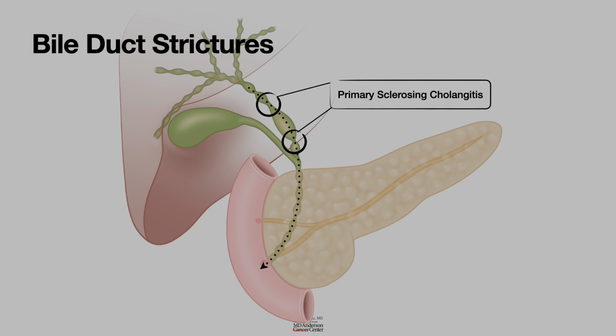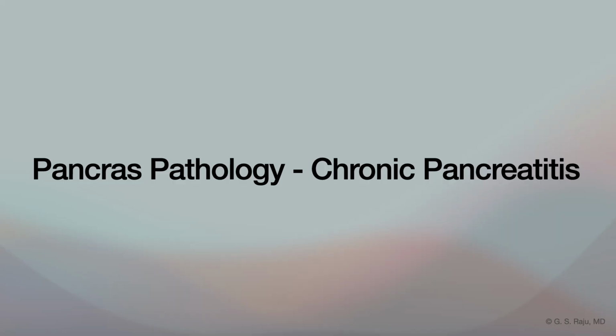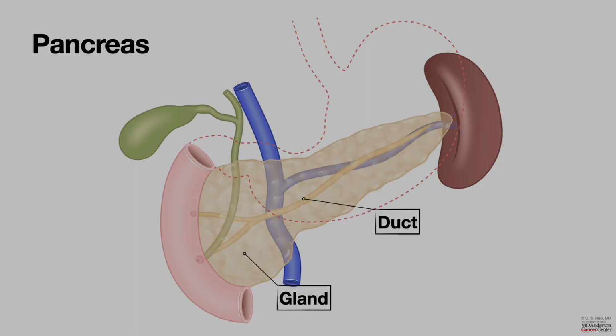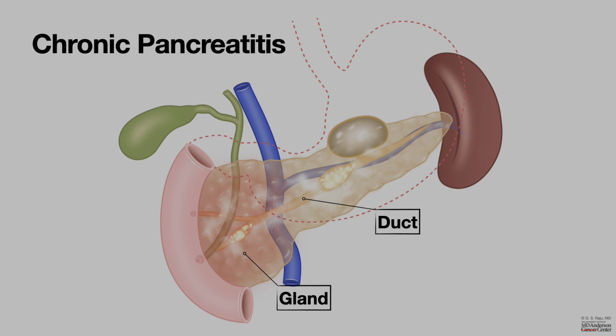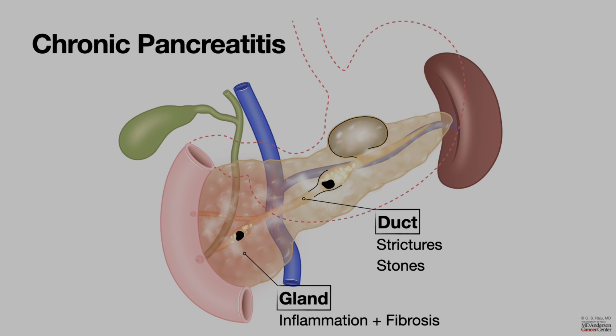So you learned a lot about the biliary pathology. Now let us look at chronic pancreatitis. So here is the pancreas. We heard about the gland, we heard about the duct, and you will notice changes in the gland in the form of inflammation and fibrosis. And in the duct, there may be narrowing or stricture. And above the stricture, stones can form, resulting in pancreatic stones. And then sometimes the duct can leak and create a pseudocyst.